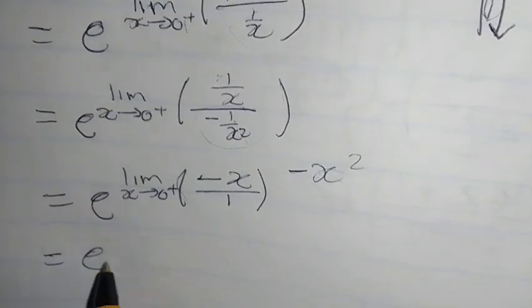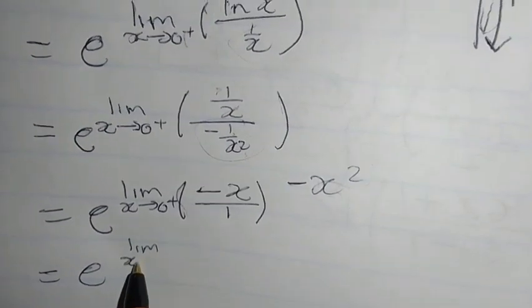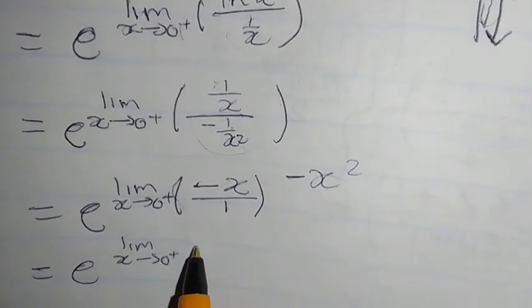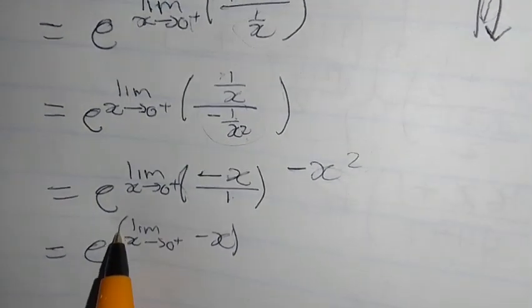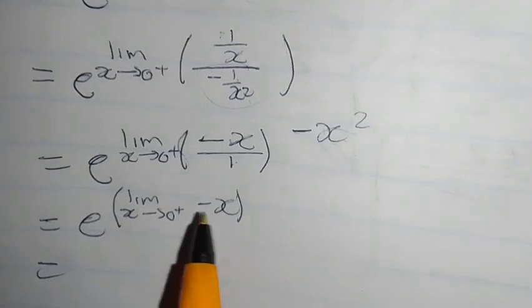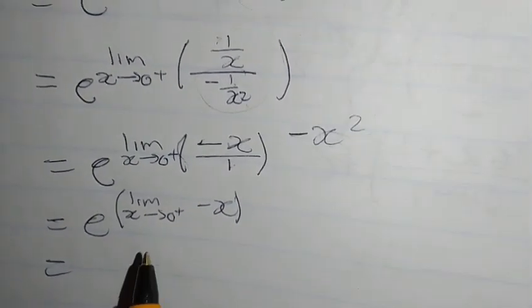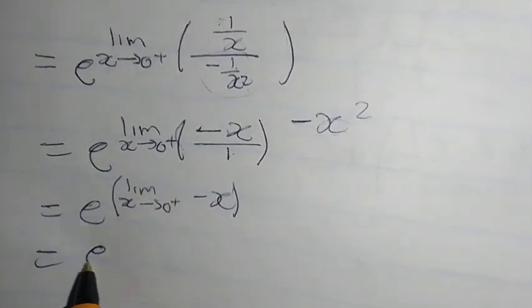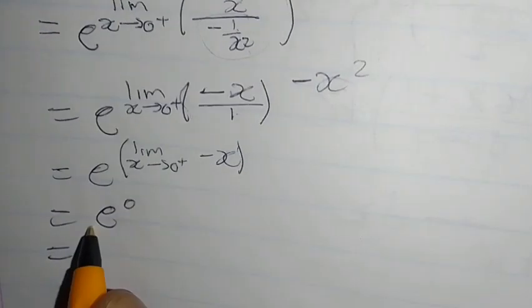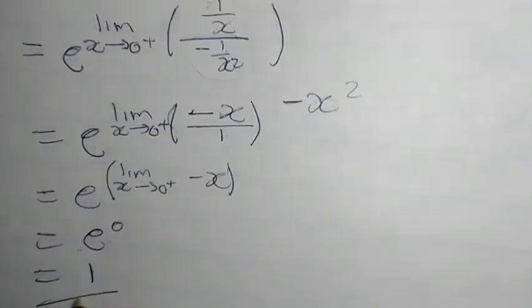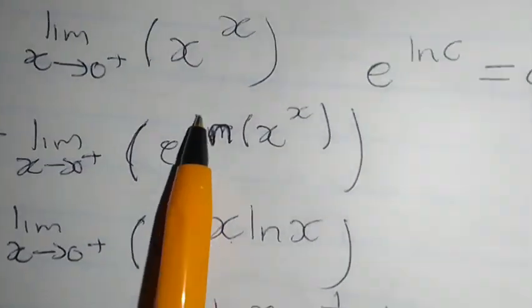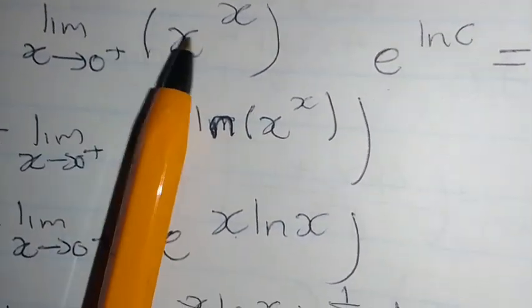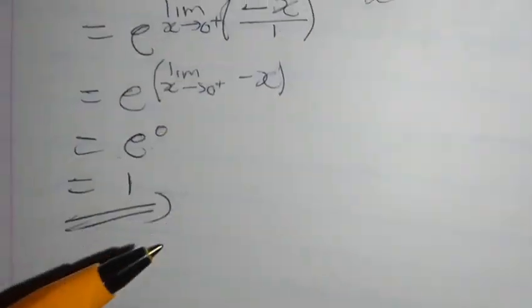So this will just be e to the power limit when x approaches 0 from the right of negative x. Negative x divided by 1 is just going to be negative x. So when we approach 0 from the right of negative x, what's going to be the answer? It's just going to be 0. So the answer will just be e to the 0, and e to the 0 is equal to 1. So that means that the limit when we approach 0 from the right of x to the power x is just going to be 1.